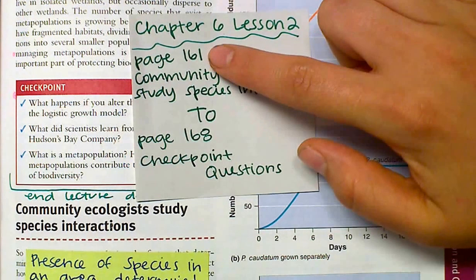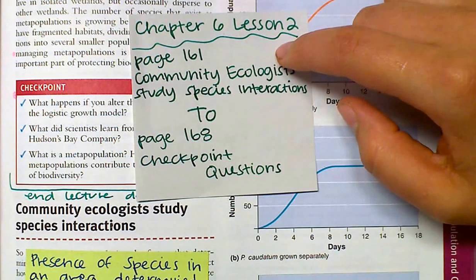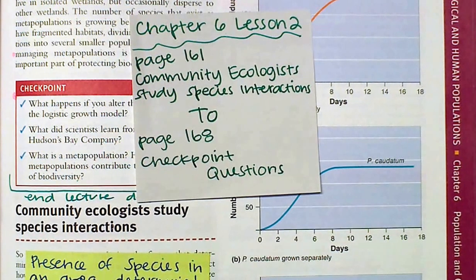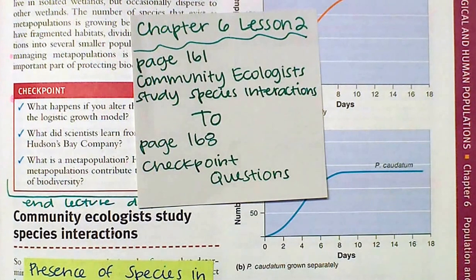All right, so the reading for today is going to be page 161, which we're on right now, where it says Community Ecologists Study Species Interactions. So right here on this page, all the way to the checkpoint question. So you'll see where we stop on page 168. So let's get started with our sticky note summary.